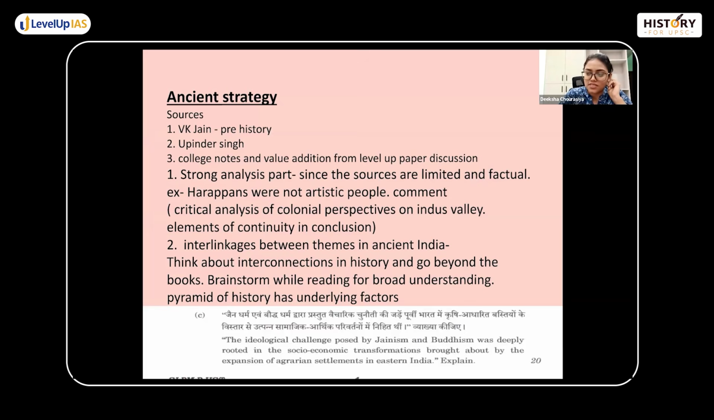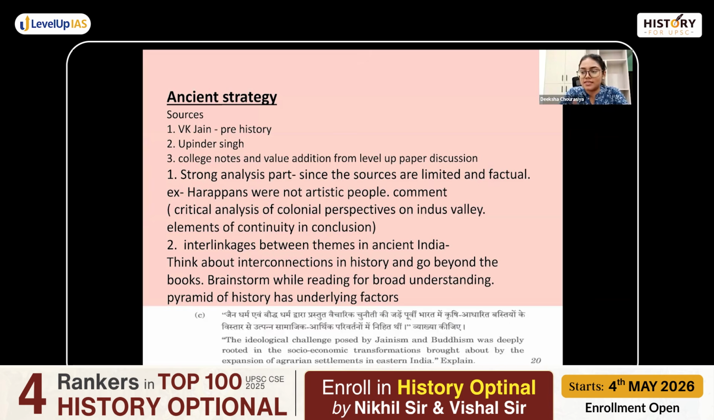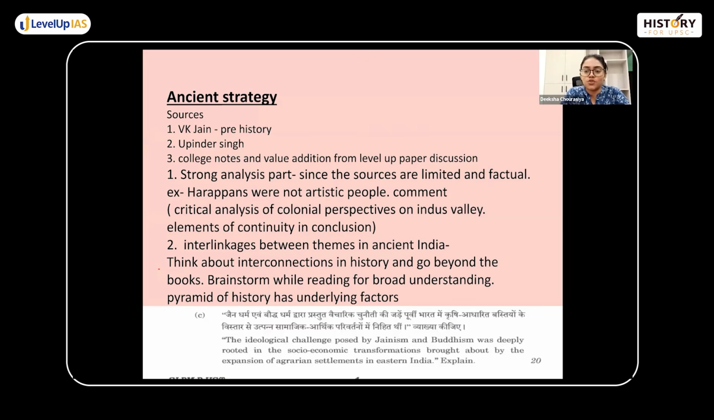So these were my sources largely, and then of course LevelUp, whatever crash course we did and the paper discussions we had, all these PYQs that we attempted, I had different one-pager notes prepared for them. So that also really helped. So coming to the part where ancient India is really becoming dynamic in the sense that they are not asking factual questions, they're asking analytical questions. For that, I think that was my strong suit.